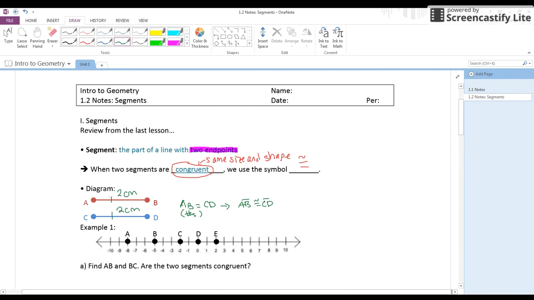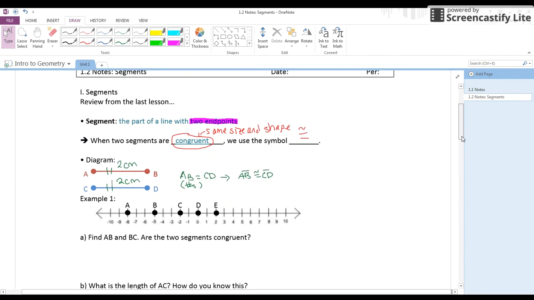So 1 and 1. However, if I put 2 on AB like this and leave 1 on CD, that means they're not the same. But again, if they have the same number of marks, so if I add 1 more onto CD, now they're congruent again. So be aware of the notation. Okay, so that's congruent segments there.